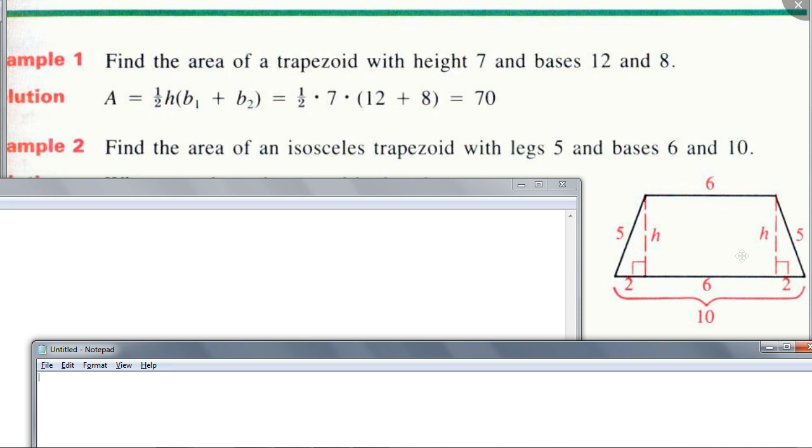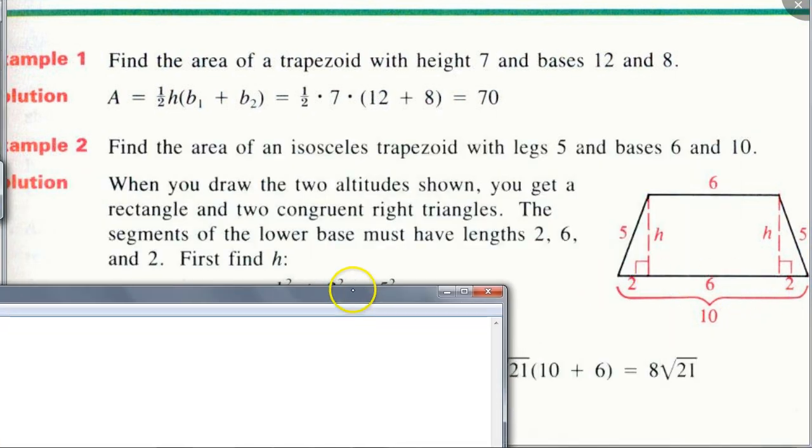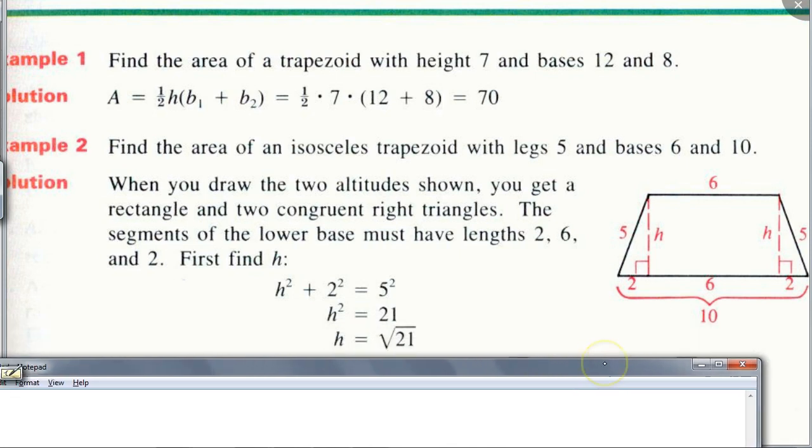So that's good. Does that make sense? Okay, so by HL we know that the 2 triangles are congruent. So we know those 2 bases of the triangles must be 2. So to find the height is easy. It's square root of 21, right? Use the Pythagorean theorem. And once you know the height, you're done, right? Just plug into the formula.